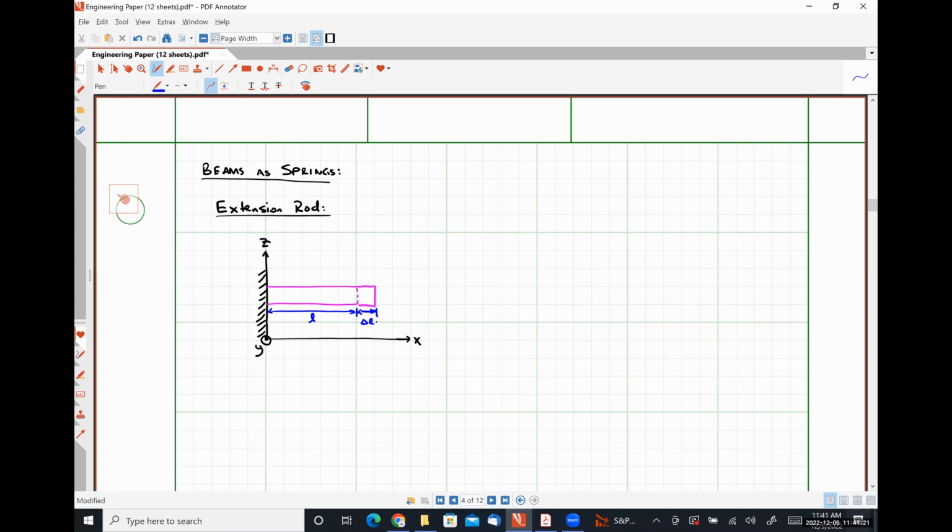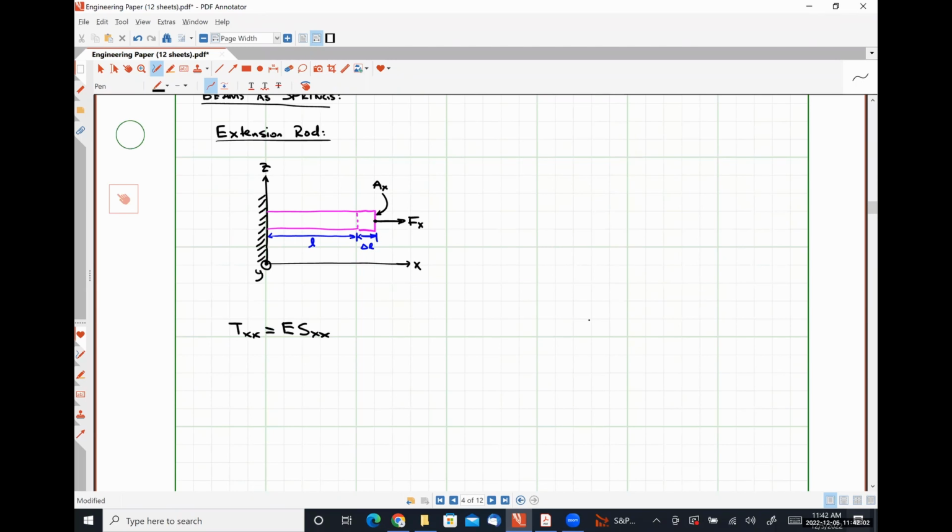This dimension to be delta L, so how much our spring has elongated. We are going to apply our force in the X direction, and this surface is our cross-sectional area. So using the relationship between normal stress and normal strain, we find that sigma is equal to E epsilon.